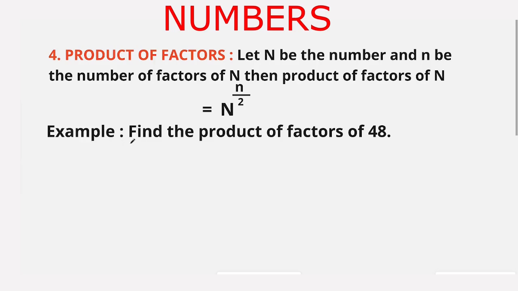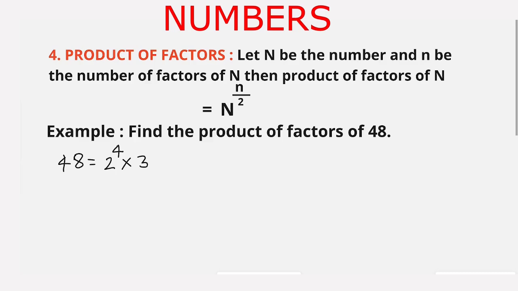The given example is find the product of factors of 48. Now we have to find the number of factors, and for that we have to factorize 48 into prime factors, which is 2 to the power 4 multiplied by 3. 2 to the power 4 is 16 and 16 times 3 is 48.